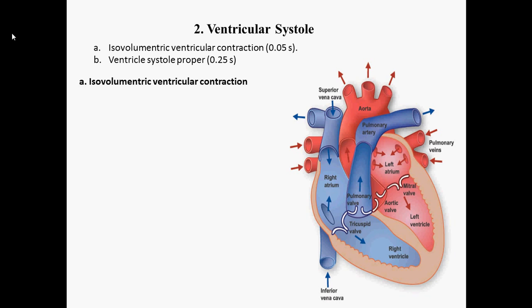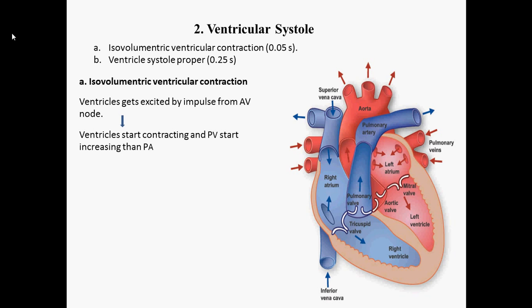Okay. So till this phase, the SA node impulse has come to the AV node, and from the AV node it goes to the bundle of His and to the ventricular fibers. So now the ventricles are getting excited from the AV node impulse. This is followed by the ventricles starting to contract, and as a result the pressure of the ventricles starts increasing more than the pressure of the arteries. So ventricles now are excited by the impulse which has started from the SA node.